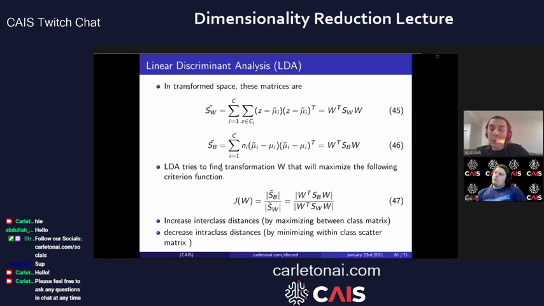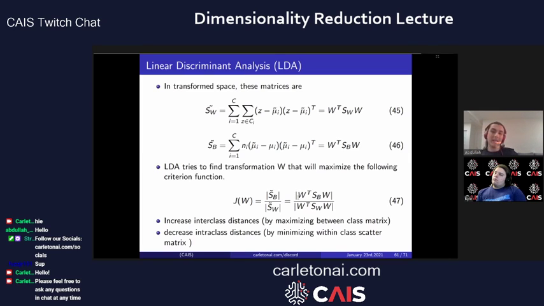Now, LDA will try to find a transformation that will maximize the following criterion function, right? As you can see, we have here the between class scatter matrix divided by the within class, because we want to maximize the between class scatter while minimizing the within class scatter. And we have rewritten these in terms of W, the transformation matrix, and the scatter matrices of the original data, right? So these represent the determinant of matrices.